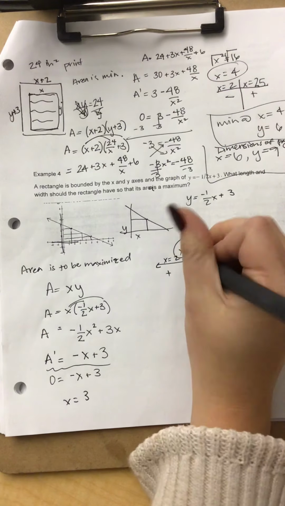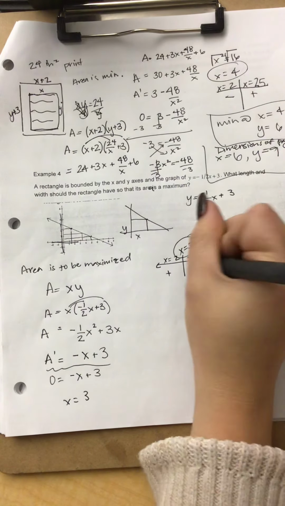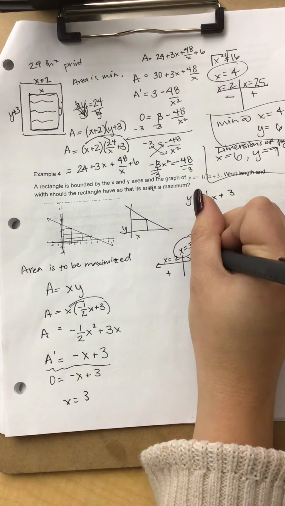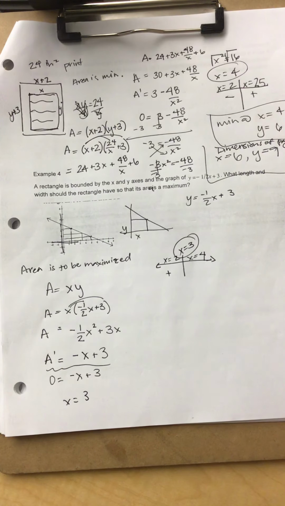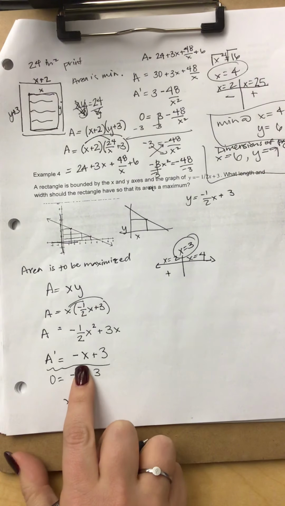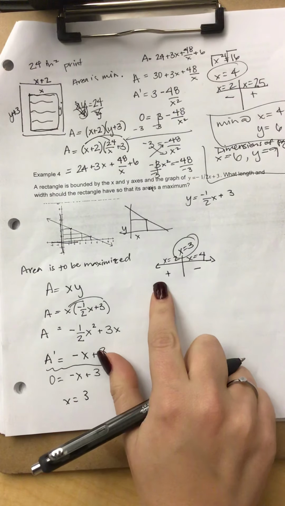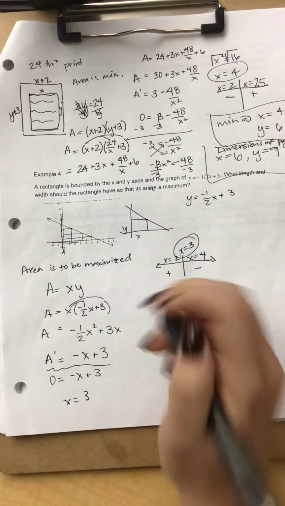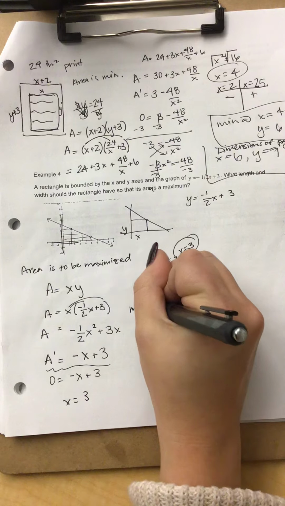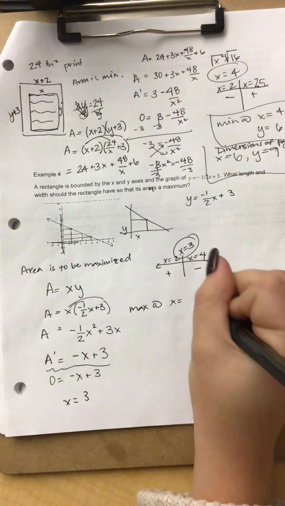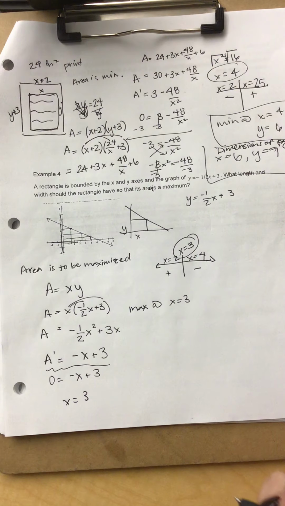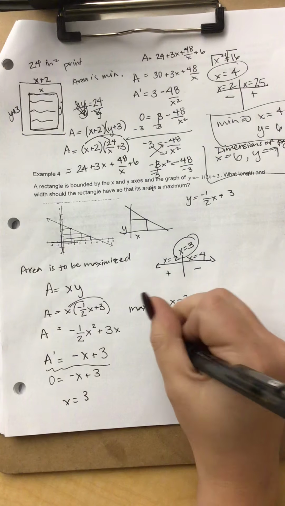All right, something bigger than 3. How about 4? When I plug in 4 here, do I get a positive or negative value? Negative. So because it goes from positive to negative, it's a max. So we have a max at x equals 3. Wow, good, it's all coming together. So that's the width of my rectangle.